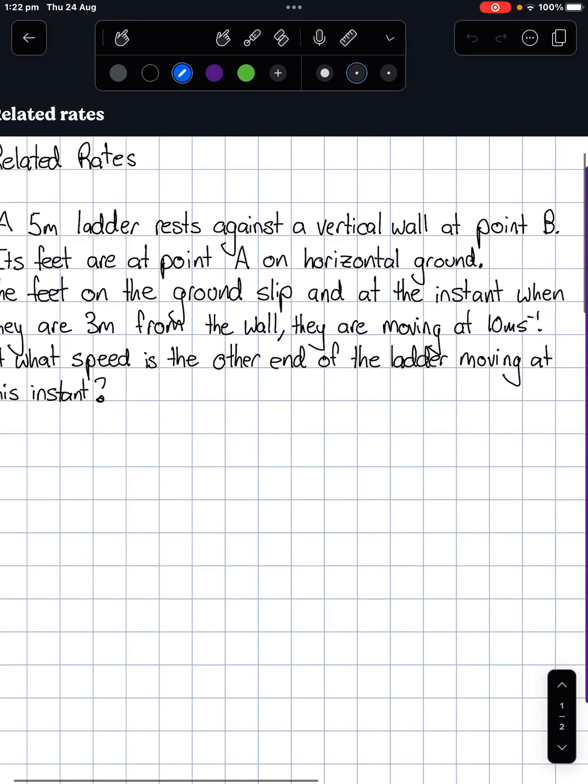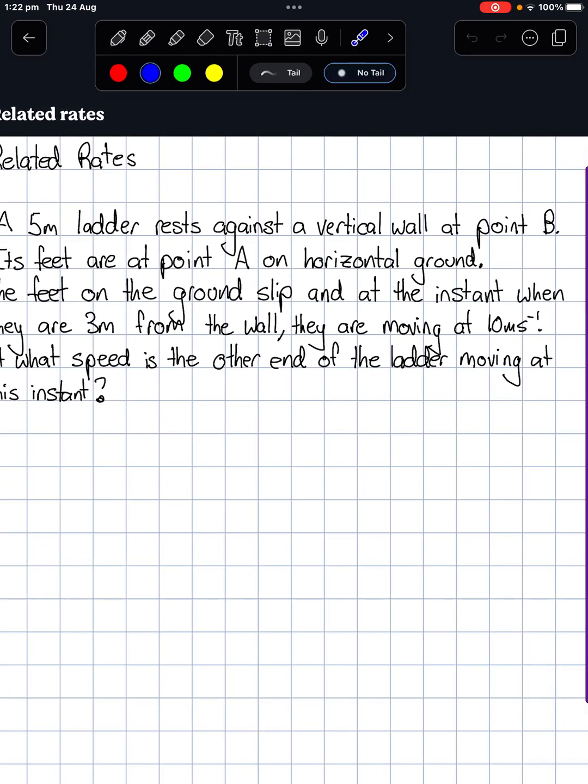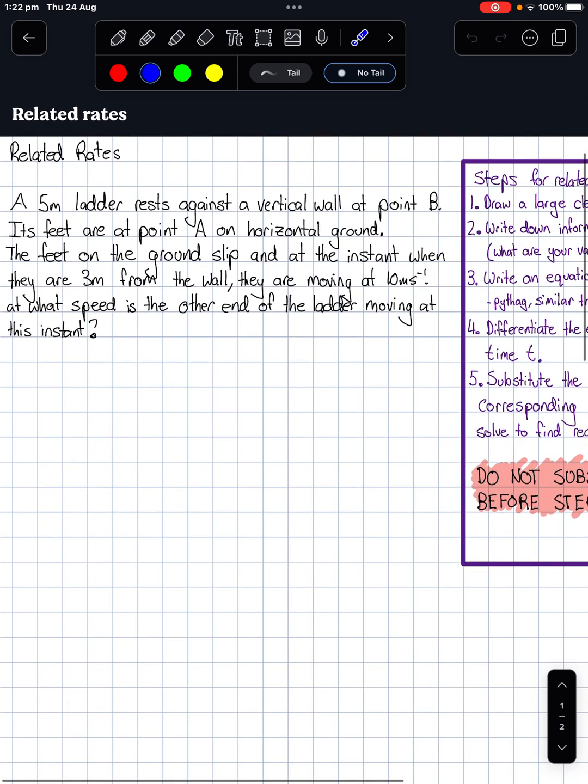All right, so we're looking at related rates here. I'm just going to start with the question and then we will talk through the way to solve these. A 5 metre ladder rests against a vertical wall at point B. Its feet are at point A on horizontal ground. The feet on the ground slip, and at the instant when they are 3 metres from the wall, they are moving at 10 metres per second. At what speed is the other end of the ladder moving this instant?